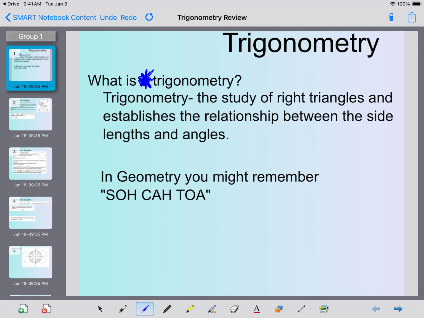So let's start with, what is trigonometry? If I had to say it in only a few words, I would just say trigonometry is the study of right triangles. But why right triangles? That's because in right triangles, the side lengths and the angles have special relationships, right? So in geometry, you might have remembered SOHCAHTOA. So we know opposite, hypotenuse, adjacent, right? Those are all different types of sides of a right triangle.